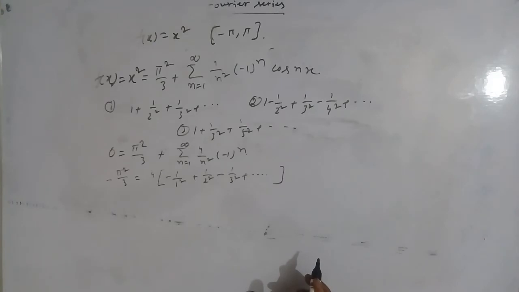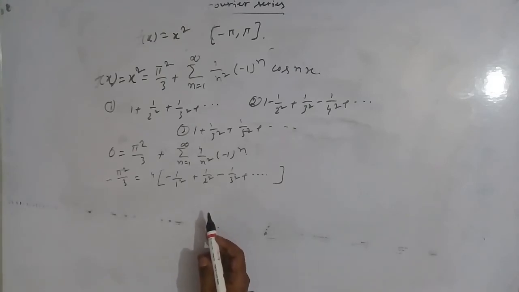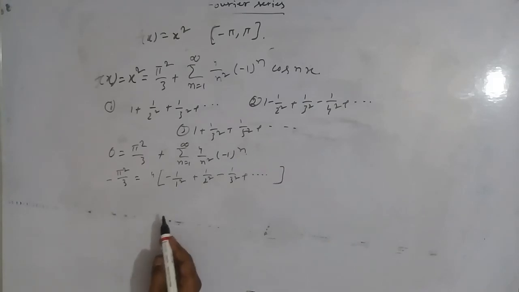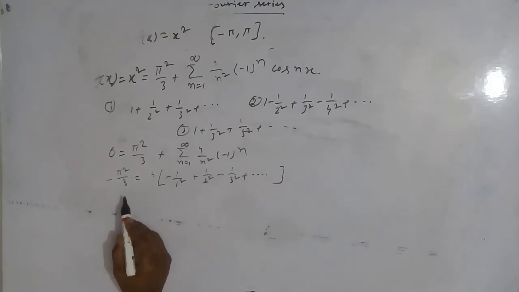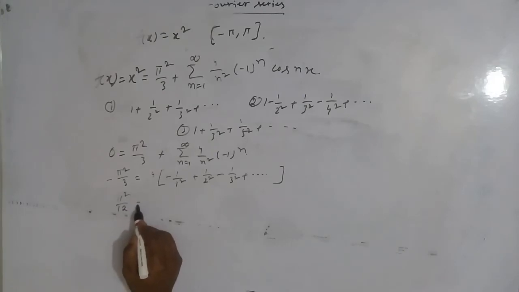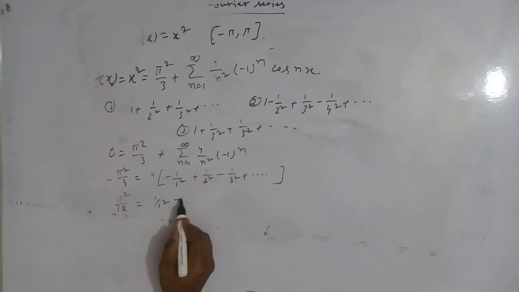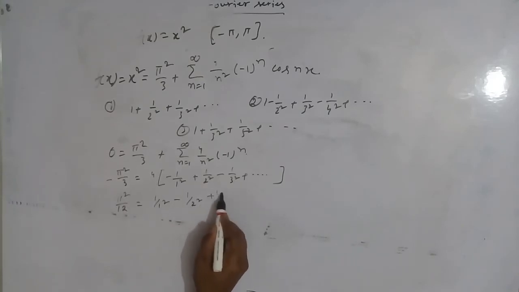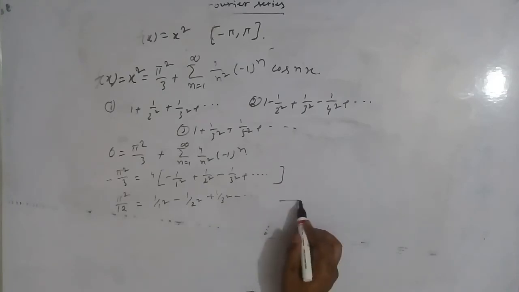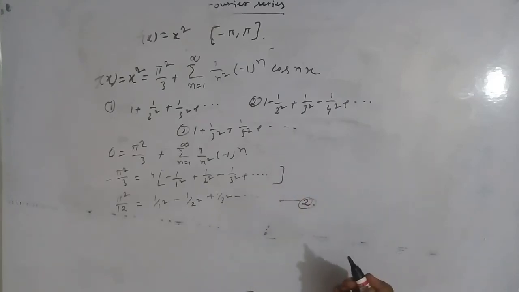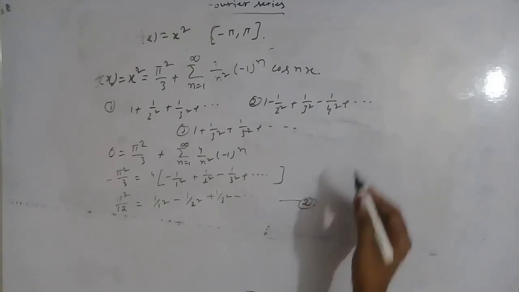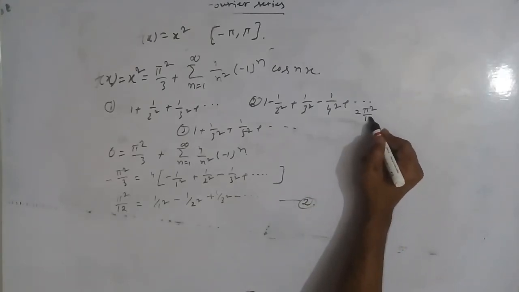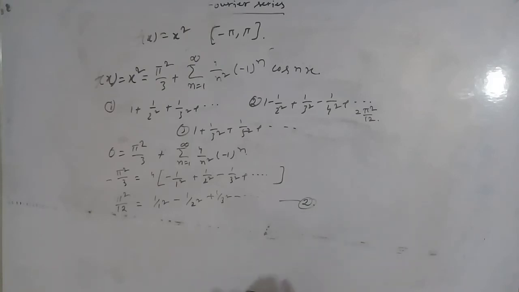So I think we got the second series. If we take common minus, then it will be cancelled out from both sides. So this will be pi square by 12. Pi square by 12 is 1 by 1 square minus 1 by 2 square plus 1 by 3 square minus dot dot dot. This is the series number 2, and the value of the series is pi square by 12. Putting x equal to 0, we got this.